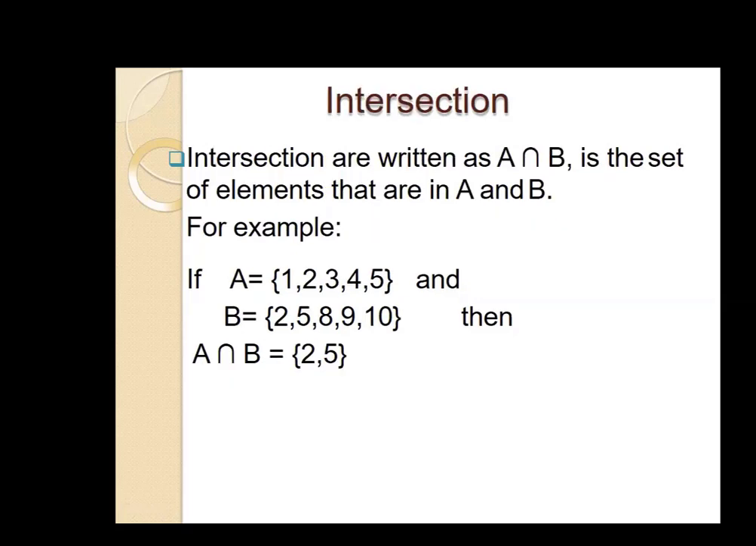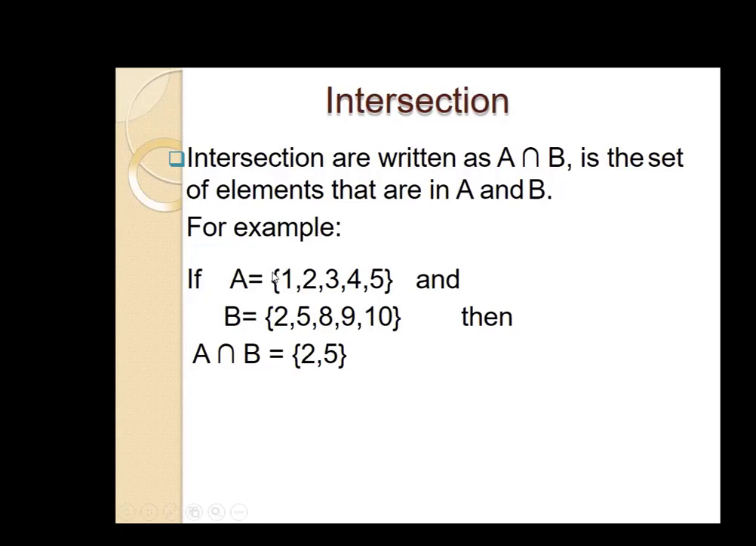Okay, now come toward another type, that is intersection. What is intersection? Intersection is the set of elements that are in both A and B, meaning they are common in A and B. It is represented like this: A intersection B, right?